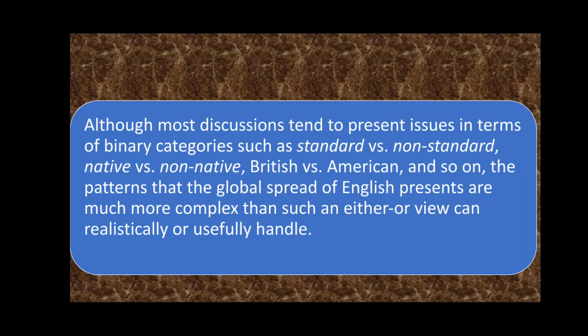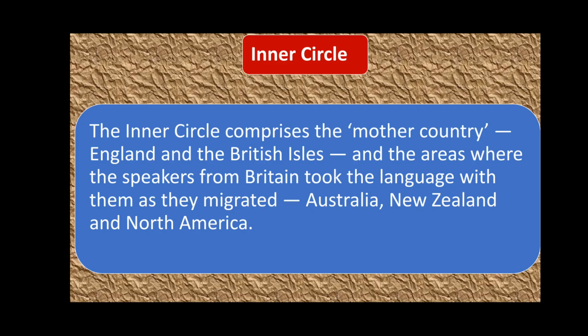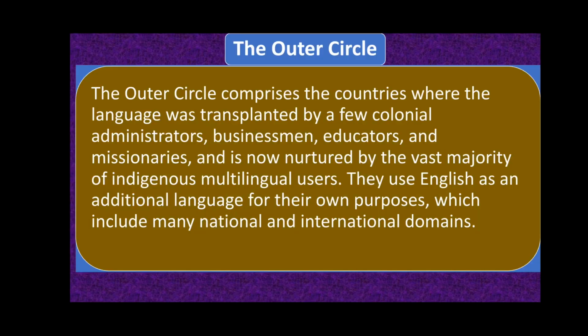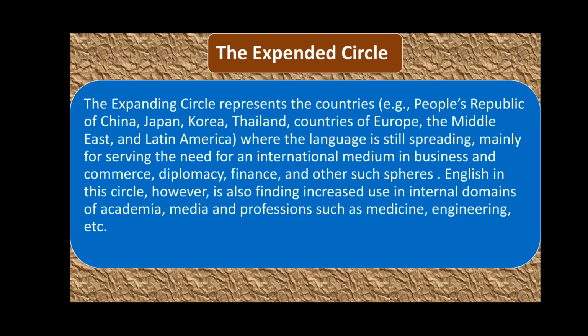And then we talked about the three circles, that English is not the center of America and Britain alone now. It is now multi-center, or pluricentricity of English is there. And then we did how can we view English using words. So then we talked about the inner circle, outer circle, and expanded circle.